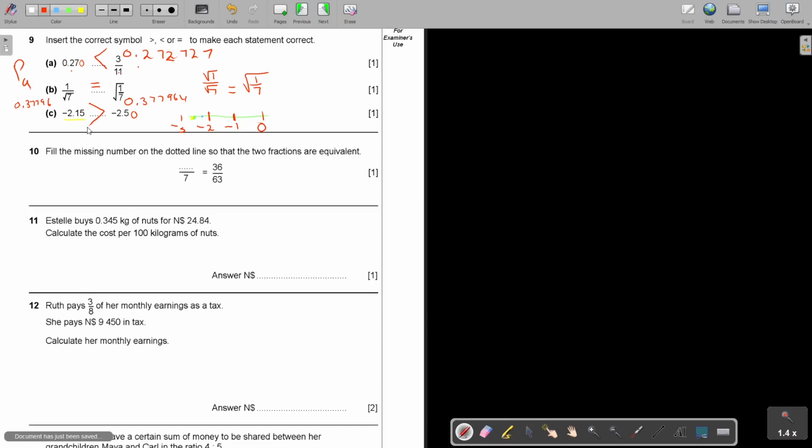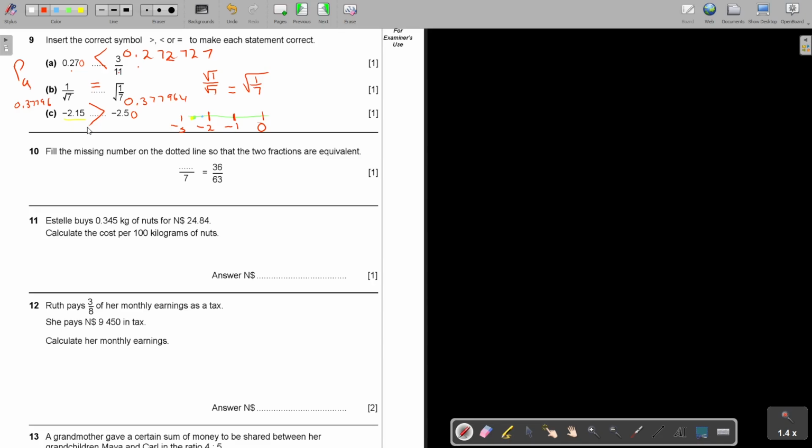Now it's almost like that statement: is it better to owe somebody $2 or to owe somebody $3? Although 3 sounds bigger, it's better to have only a debt of $2 than a debt of $3. That's the argument. Okay, so the next one, number 10.